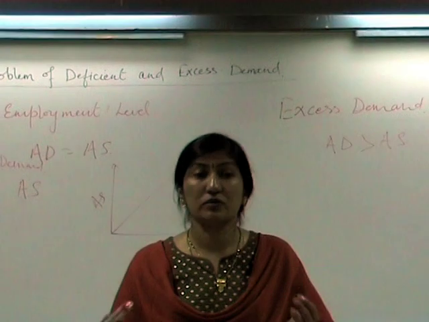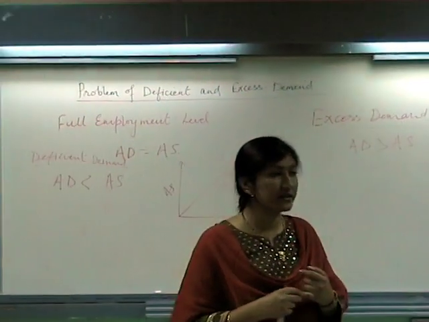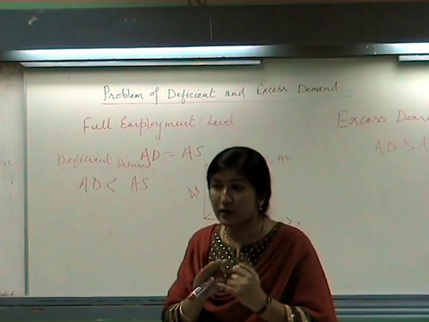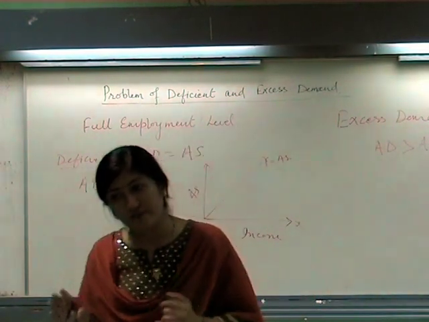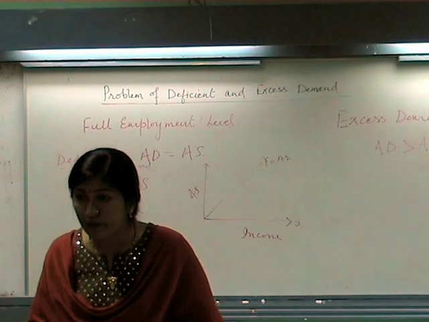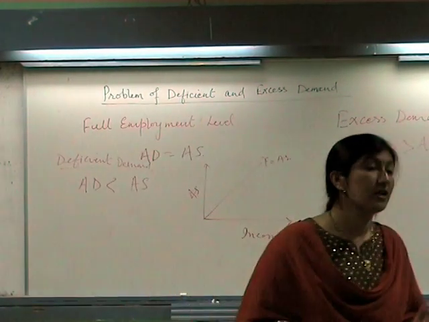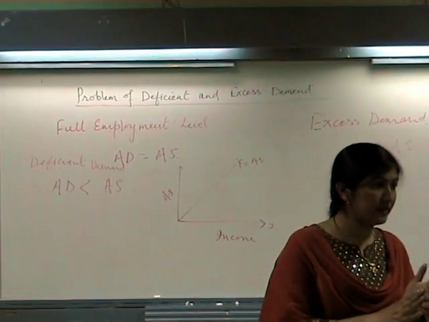Is it clear? So what are the consequences? Production remains the same, meaning output cannot be increased. Employment cannot be increased because you cannot produce more. You have already reached the full employment level. You have crossed the full employment level, and the impact will be only on prices. So in excess demand, prices rise.